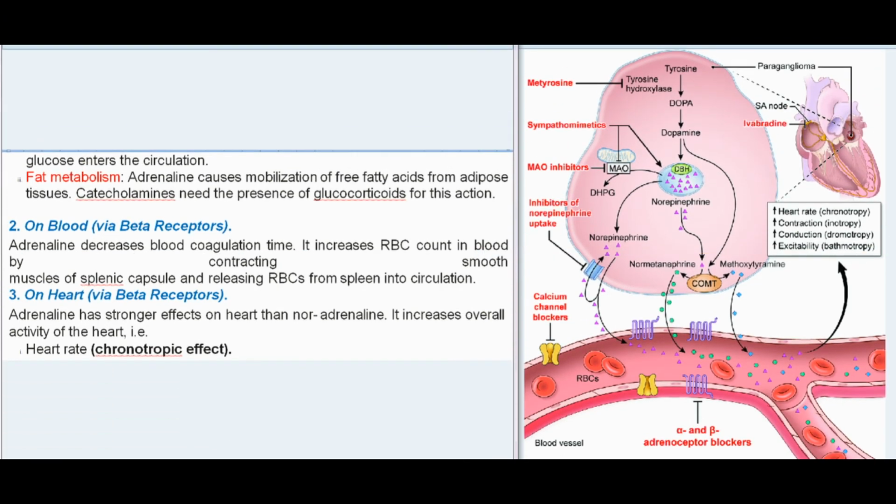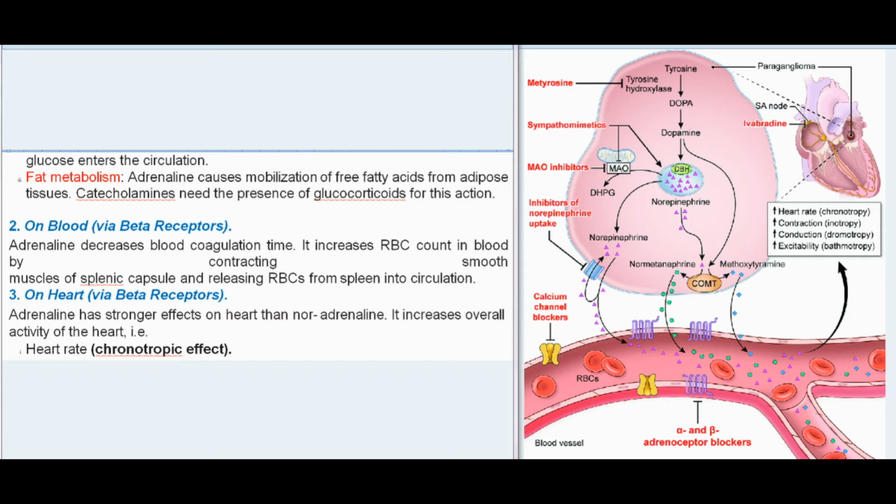Fat metabolism: adrenaline causes mobilization of free fatty acids from adipose tissues. Catecholamines need the presence of glucocorticoids for this action. On blood, via beta receptors. Adrenaline decreases blood coagulation time. It increases RBC count in blood by contracting smooth muscles of splenic capsule and releasing RBCs from spleen into circulation.